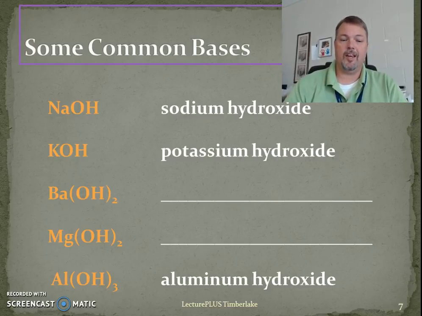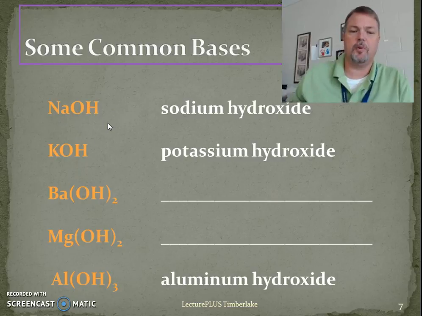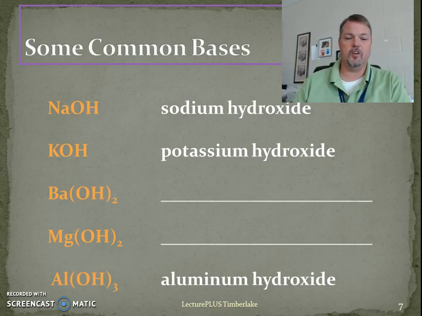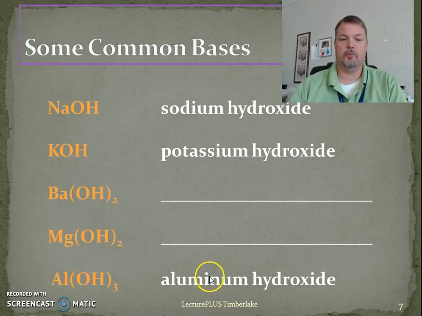Okay? Whereas acids have hydrogen, bases have hydroxide. Right? Notice the first one, sodium hydroxide. That's one of the strongest bases. Potassium hydroxide. What's the third one? That's right, barium hydroxide. Next one, magnesium hydroxide. And finally, aluminum hydroxide. Bases have hydroxide. That's how we're going to recognize them, especially on the OC.